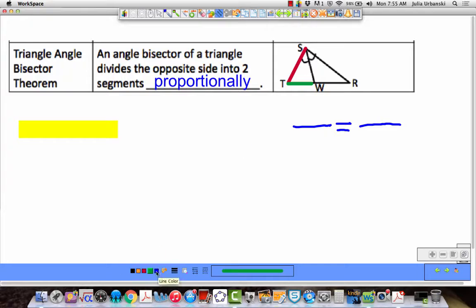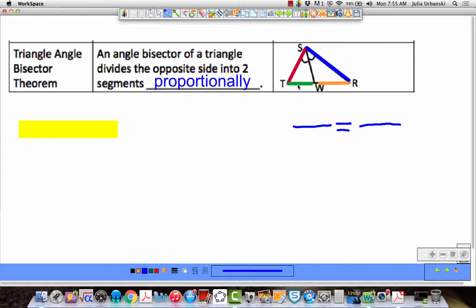And on the other side, you have WR on the bottom. And what's going to be the top of that fraction? SR. Okay, it's the 4 outside pieces. The angle bisector cuts in such a way that you have 4 parts that make a proportion. Okay, and they line up perfectly. That's what I love about this section. You don't have to figure out what goes over what. You just look at the picture and you know.